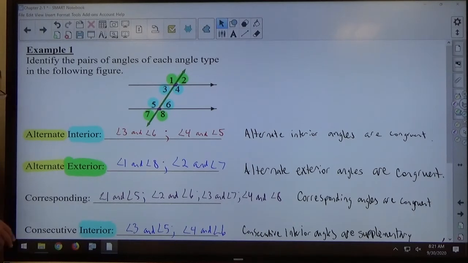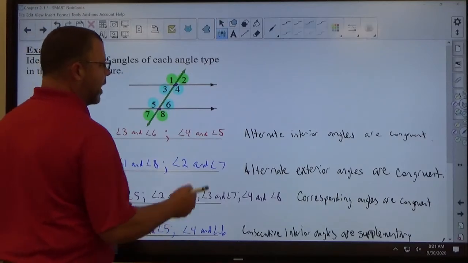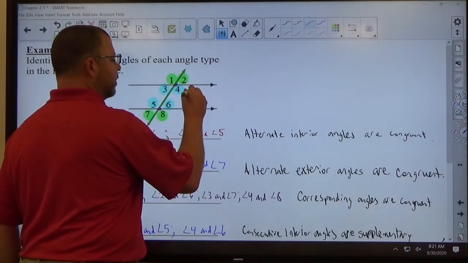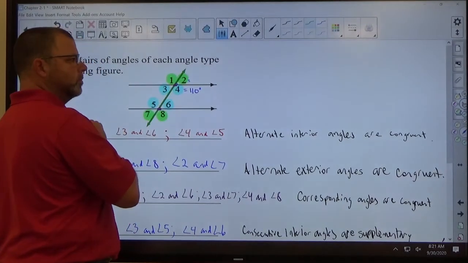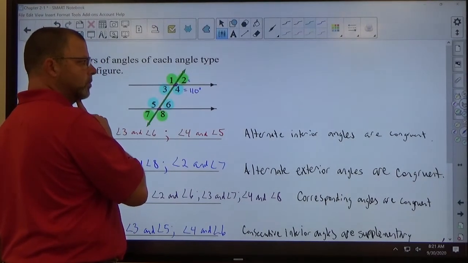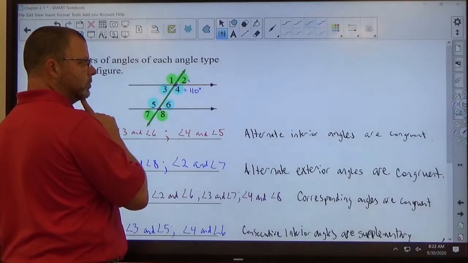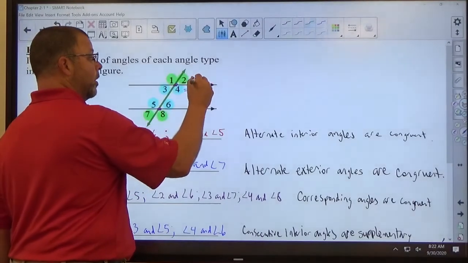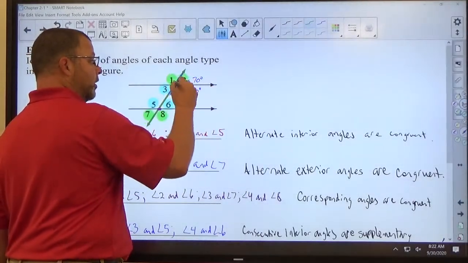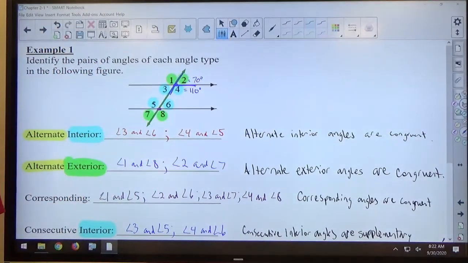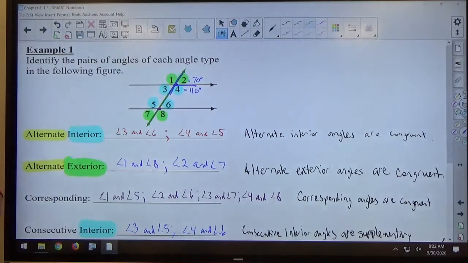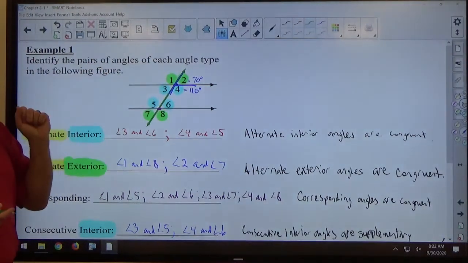I'll demonstrate real quick. Suppose that angle 4 is 110 degrees. How big is angle 2? It'd be 70, right? Because that's a straight line. Those two angles make the straight line. We have straight lines in the picture, right? So if you have two angles making a straight line, they're a linear pair. If they're a linear pair, they add up to 180. 110 and 70 makes 180.